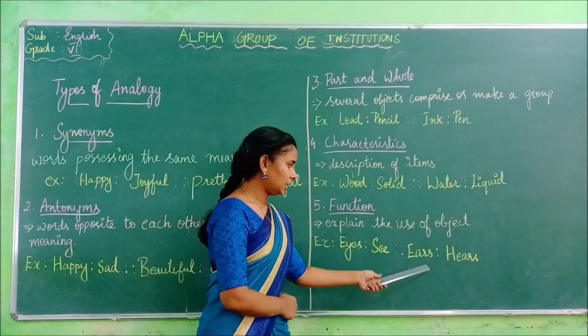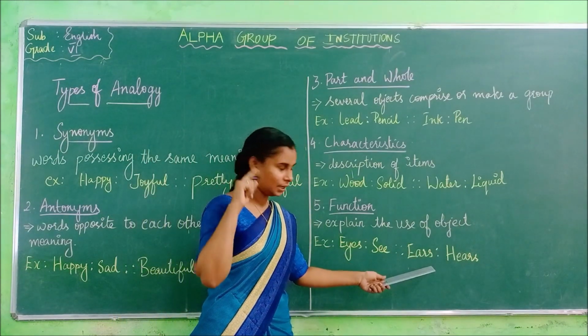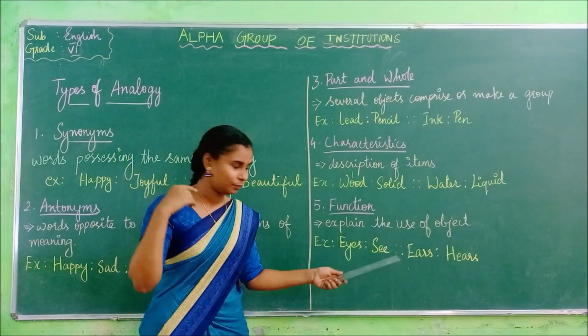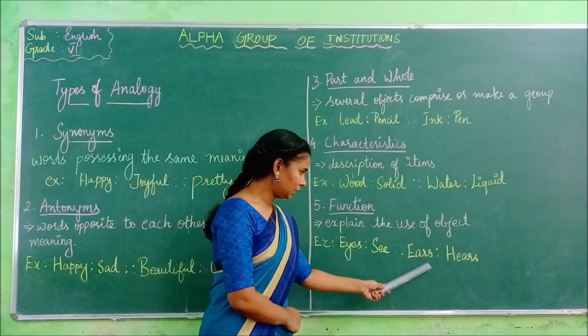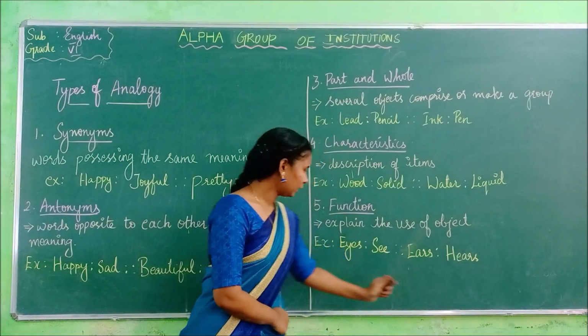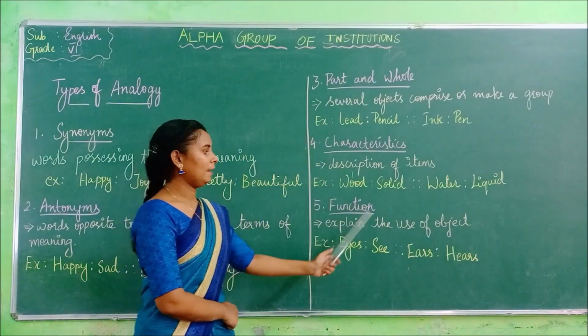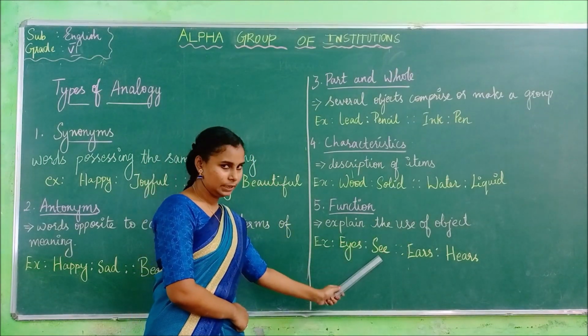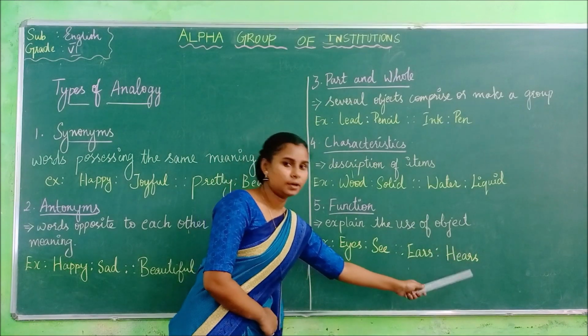Likewise, if you take ears, which this is ears, right? So what is the function of ears? It is to hear something. So the function of ears is to hear. Function means to explain the use of an object. Example, eyes, see, ears, hear.